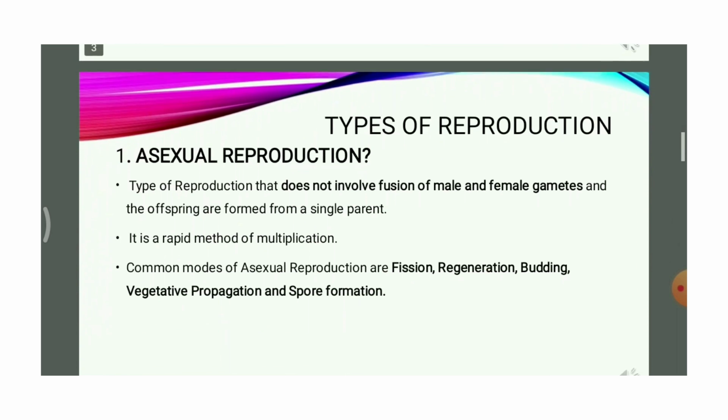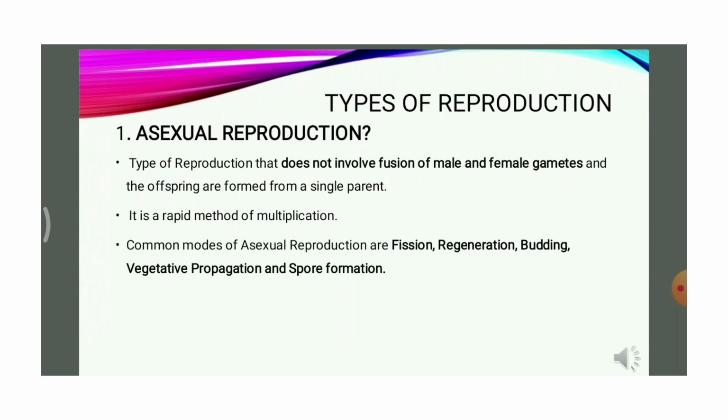Now let's study what are the types of reproduction. So the types of reproduction include asexual reproduction and sexual reproduction. In this video, we will be studying asexual reproduction in detail. In part 2, we will be studying sexual reproduction. So basically, asexual reproduction is a type of reproduction which does not involve the fusion of male and female gametes, and the offsprings which are produced are from a single parent. So basically, in case of asexual reproduction, only a single parent is involved, not two parents.